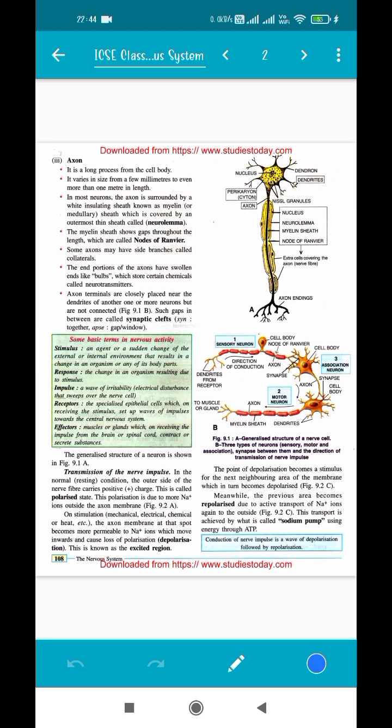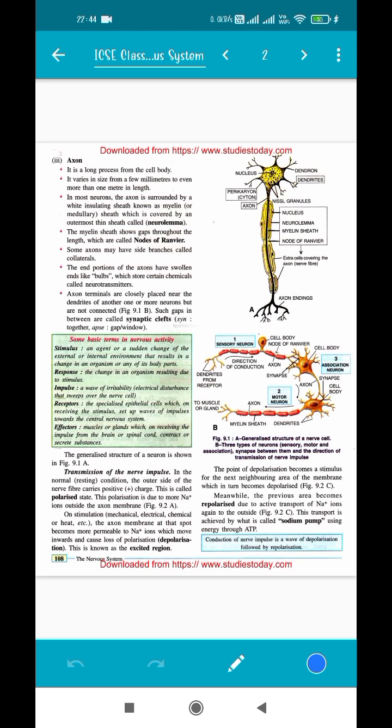A question might come: which ions are responsible for the transmission of impulse? The answer will be sodium ions. This is the reason why this entire procedure of transmission of a nerve impulse is also known as the sodium pump, because sodium is moving in and coming out. So this entire process can be termed a sodium pump.